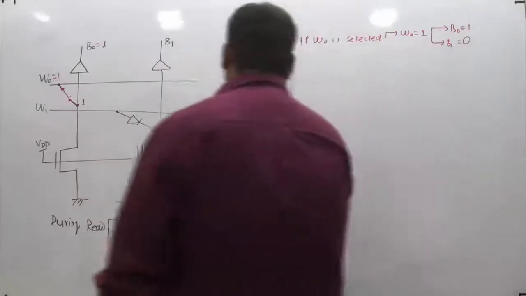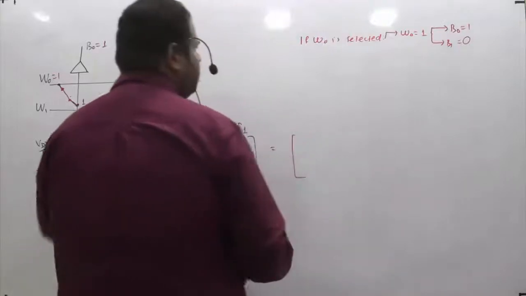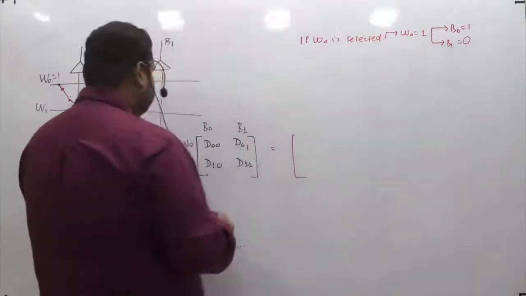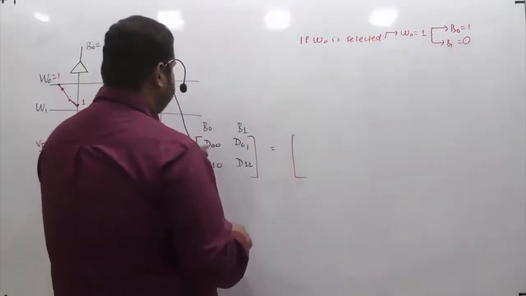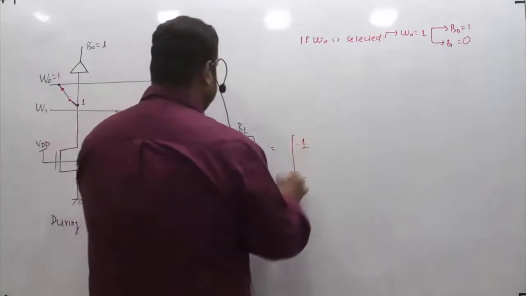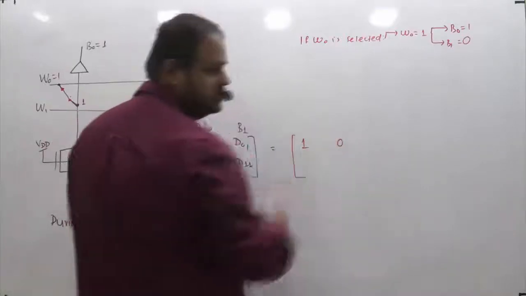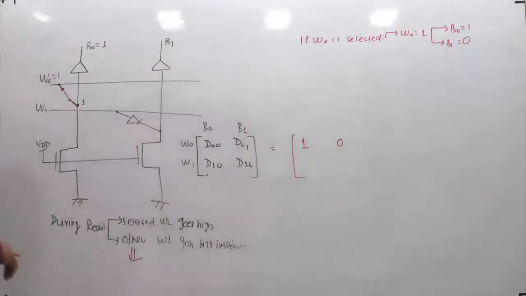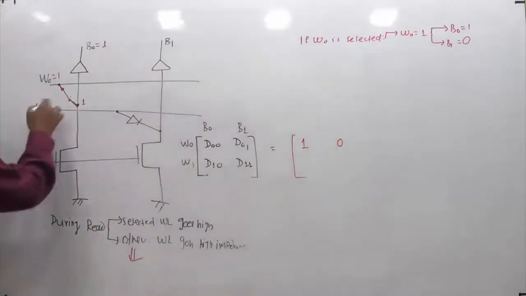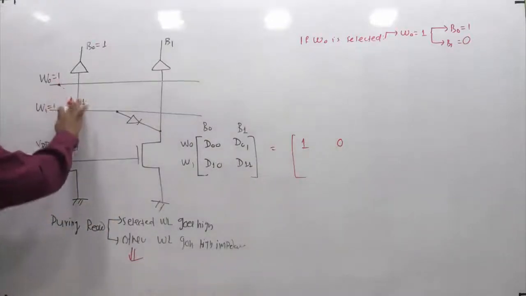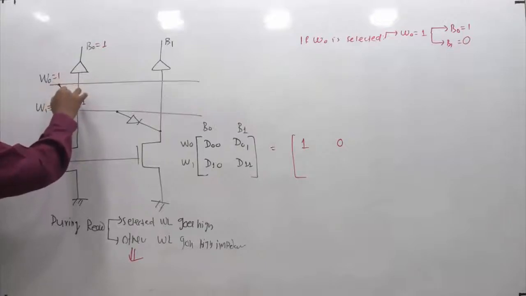So this matrix, if you want to fill it up, when W0 is selected, when W0 equals 1, then B0 equals 1 and B1 equals 0. And the opposite thing is going to happen if you are selecting W1. So if you are selecting W1, now this should be in high impedance state.